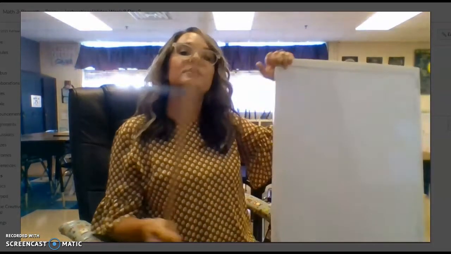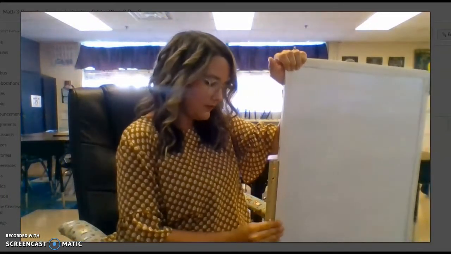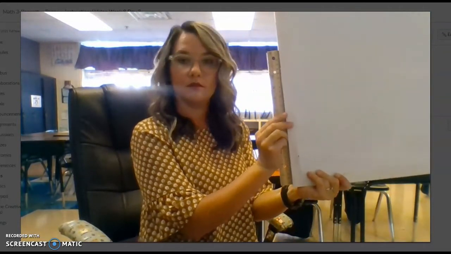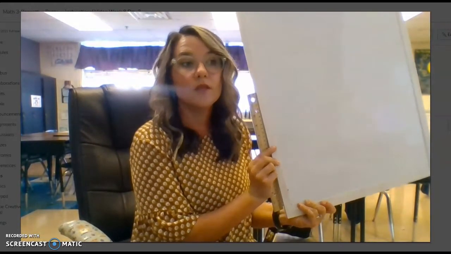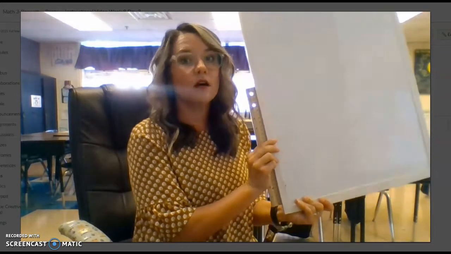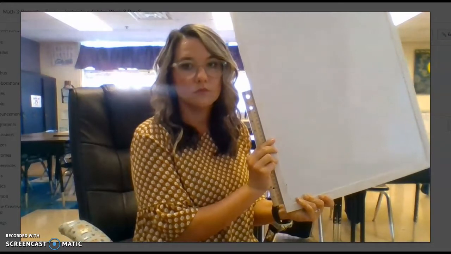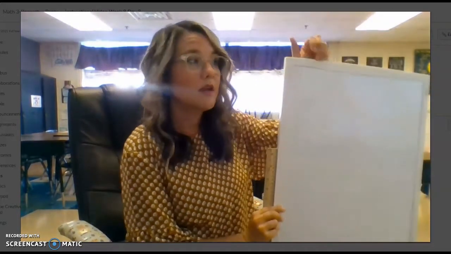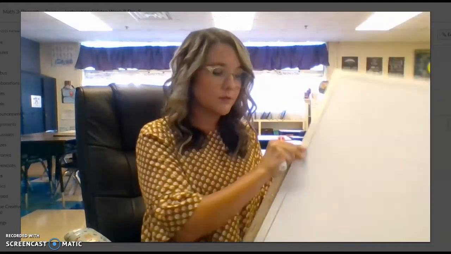But let's say that I was using a ruler, okay? So I have one ruler here, but it's not long enough. So what can I do when what I'm measuring is longer than my measurement tool? I can use another measuring tool. I can get another ruler, or I can make a mark where my ruler ends. So that's what I'm going to do here.